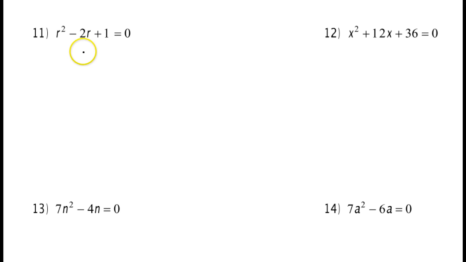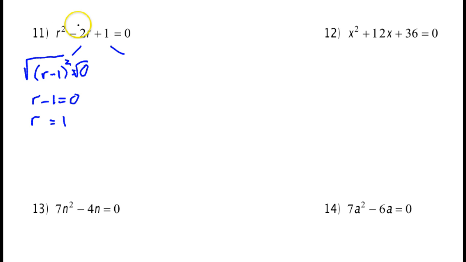Actually, watch me on this one, on number 11. What if I complete the square here? What would I get? Half of -2 is -1. Square that, you get +1. So this is already a perfect square, right? So I'd get r minus 1 squared equals 0. Take the square root of both sides. You get r minus 1 equals 0. Add 1 to both sides. R equals 1. What if I did it by factoring?